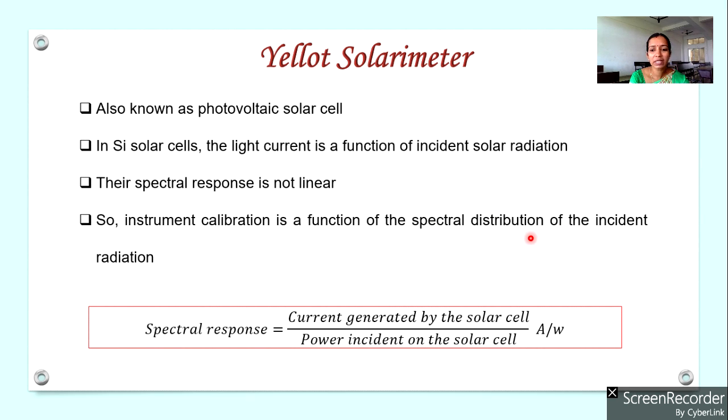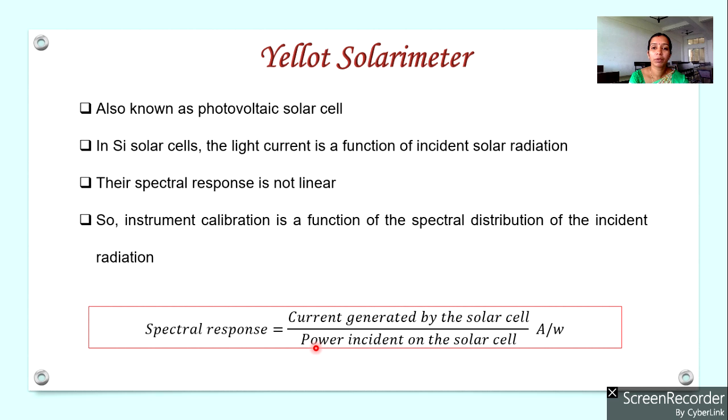Spectral distribution means which all contents are there in the solar radiation, which all components are there in the solar radiation. ഏതൊക്കെ വേവ് ലെങ്ത് ഉള്ള റേഡിയേഷൻസ് ആണ് ആ സോളാർ എനർജി സോളാർ റേഡിയേഷനിലുള്ളത്, ഏതൊക്കെ വേവ് ലെങ്ത് ഉള്ള കമ്പോണൻസ് ആണ് ആ റേഡിയേഷനിലുള്ളത്. That is spectral distribution. So we have to consider the spectral distribution also while calibrating the instrument. The calibration should be a function of the spectral distribution of the incident solar radiation.